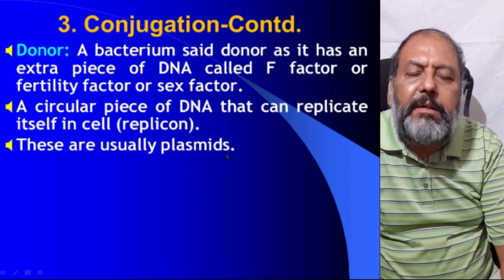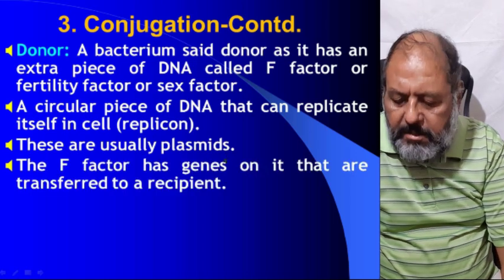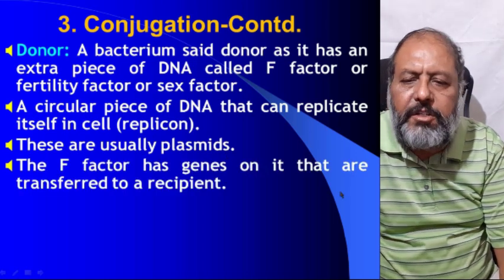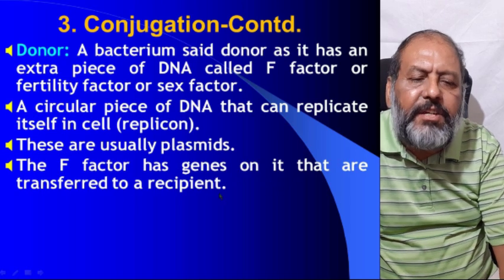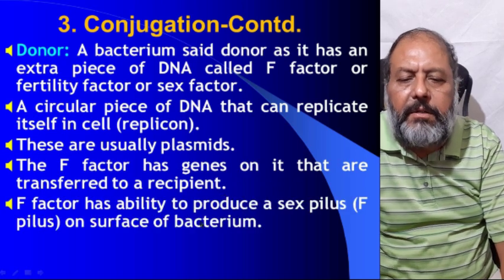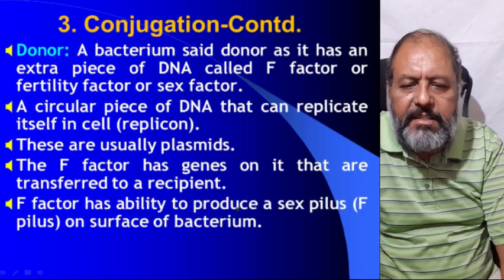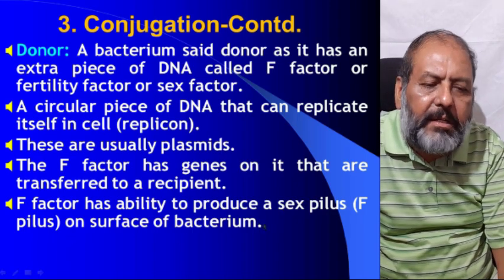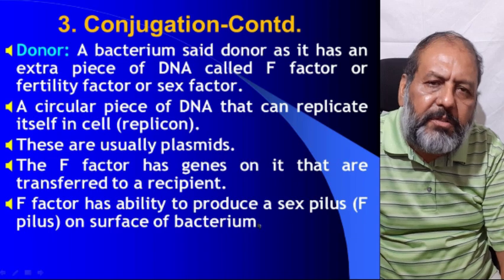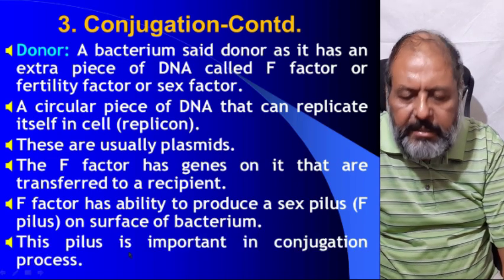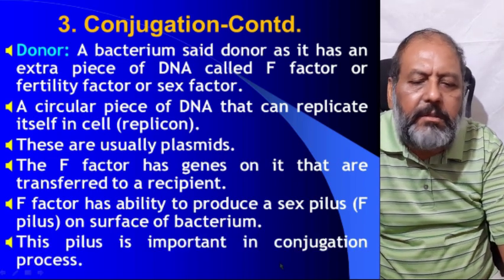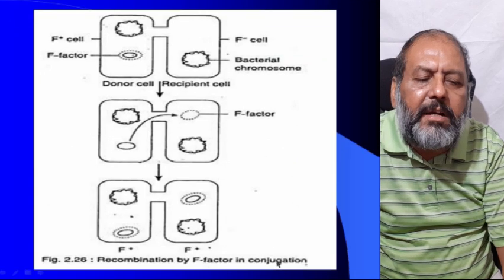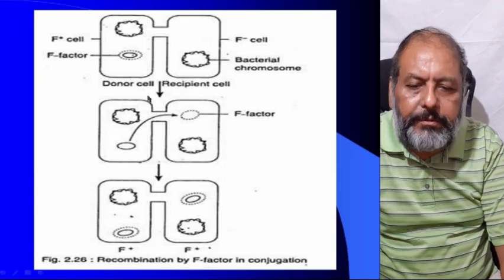Usually plasmids take part in conjugation, and the F factor has genes on it that are transferred to a recipient through a sex pilus. The F factor has the ability to produce a sex pilus, the F pilus, on the surface of the bacterium, through which it can transfer the genetic material. The pilus is important in the conjugation process.